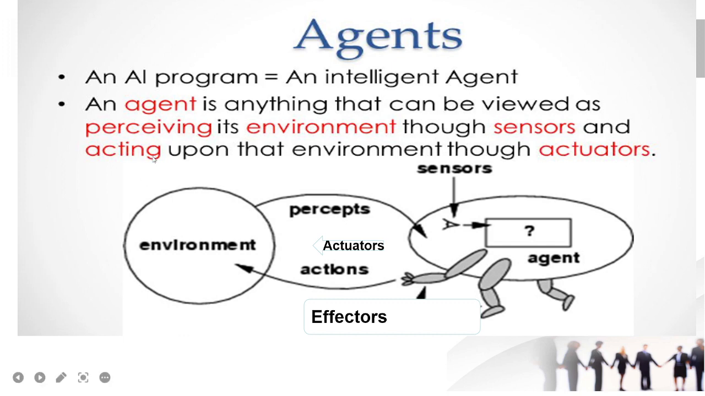So in the definition, what could we write? We could write that an intelligent agent is something that can be viewed as perceiving its environment through sensors and acting upon the environment through actuators, right? So you could understand this with the help of this diagram. For example, this is your environment, right? Environment could be any place or anything. Environment could be the human body, for example to predict the disease, right?